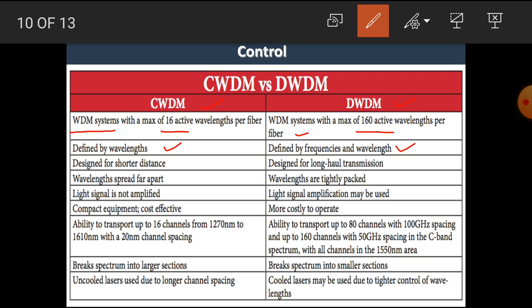CWDM is designed for shorter distances, while DWDM is designed for long haul transmission. CWDM wavelengths are spread far apart, while in DWDM wavelengths are tightly packed. In CWDM the light signal is not amplified, while in DWDM signal amplification may be used. CWDM systems have compact equipment and are cost effective, while DWDM systems are more costly to operate.